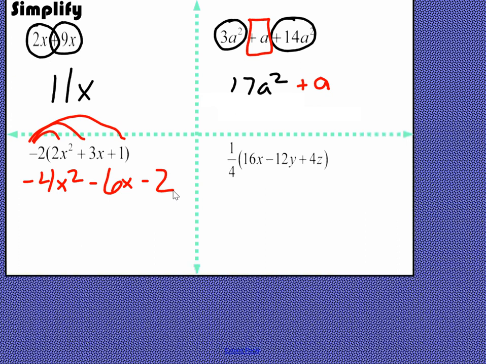I'm going to multiply each one of these things by 1/4. When I do that, 1/4 times 16x is going to be 4x. 1/4 times negative 12 is going to be negative 3y. Negative 4 times 4 is going to be 1z, or just z.